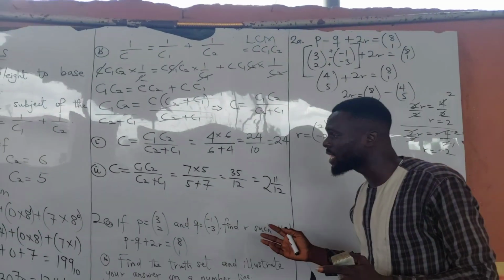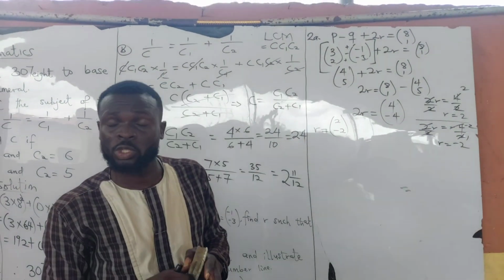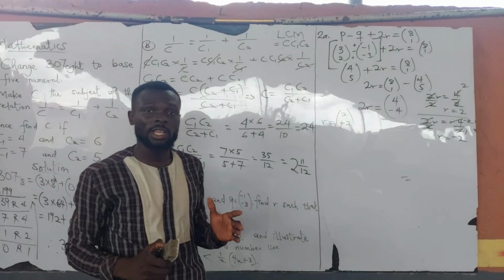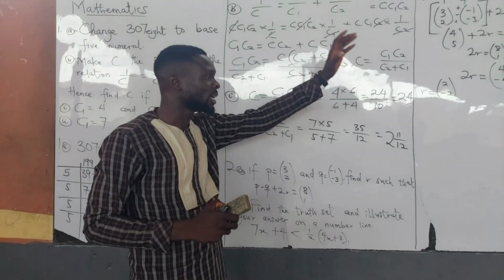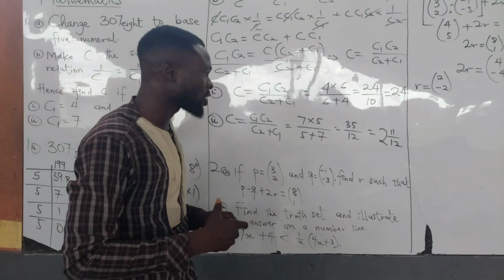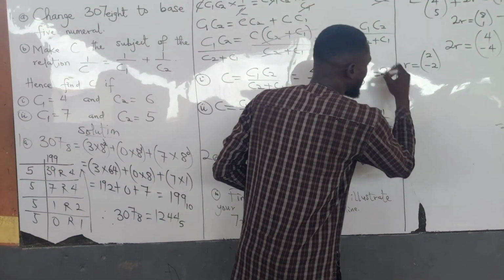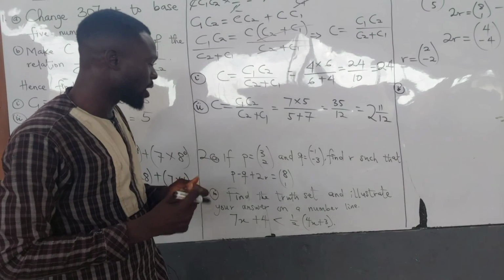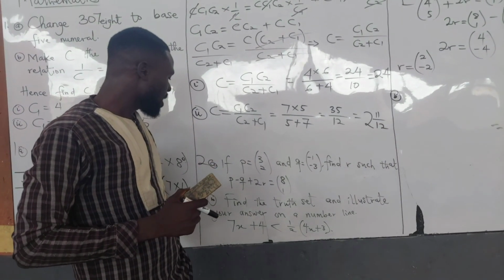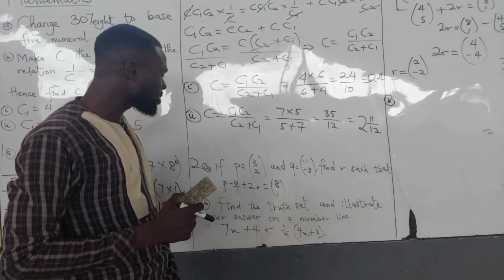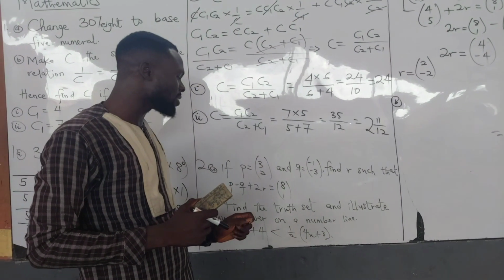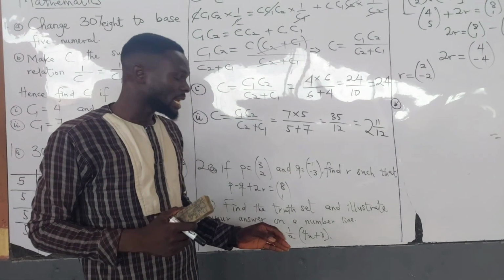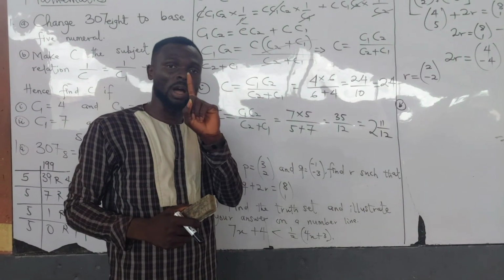So a question like this, if in case vectors should come, which of course in 2023, there is no way you are going to miss vectors. If a question should come in this format, much is expected from us to make our teachers proud and parents as well. Then you have the last one, which says find the truth set and illustrate your answer on a number line. Now here you are having two answers in one question.